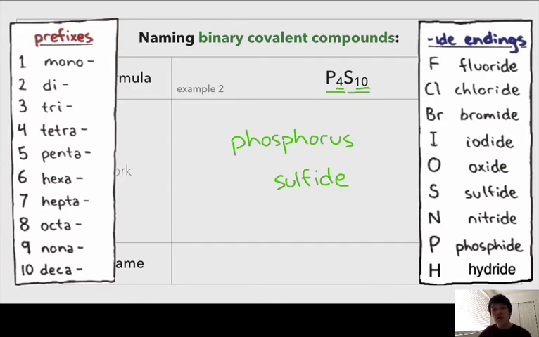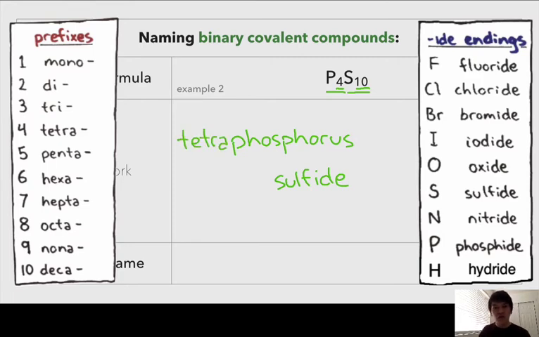Okay, great. Now we need to do the second rule, which is to add prefixes to show how many of each element there are. There's supposed to be 4 phosphorus atoms here, and 4 is tetra. So we're going to put that prefix in front of phosphorus. So it's going to be tetraphosphorus.